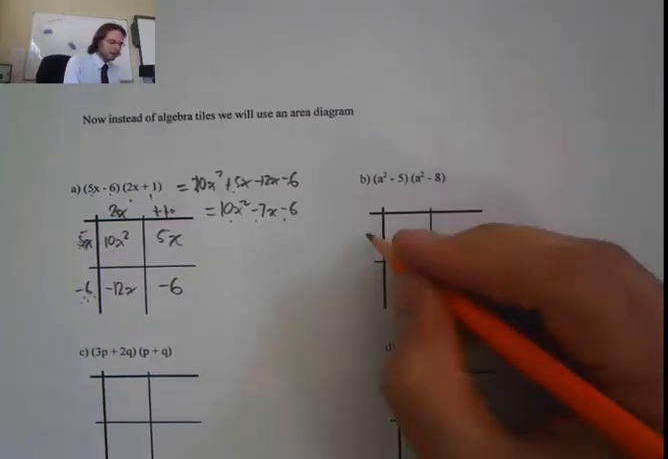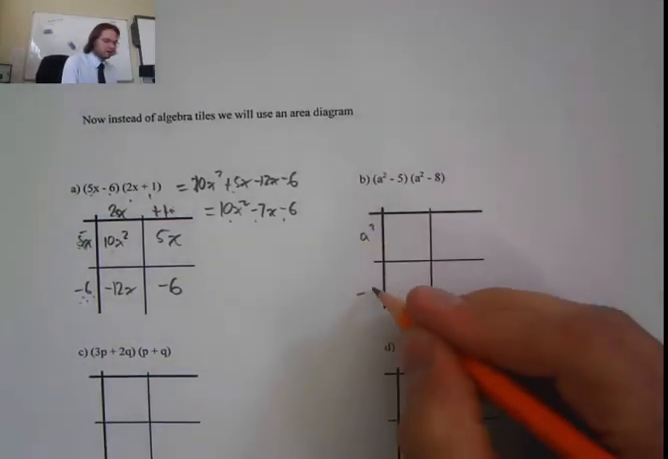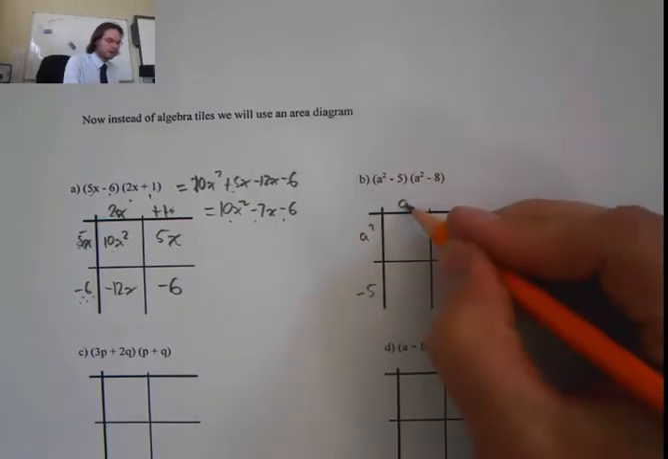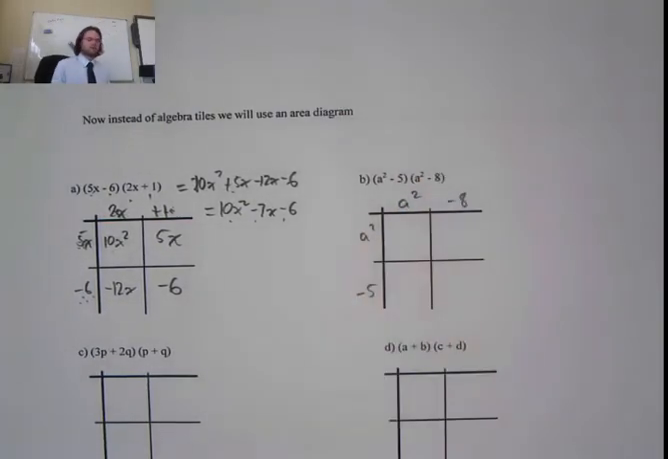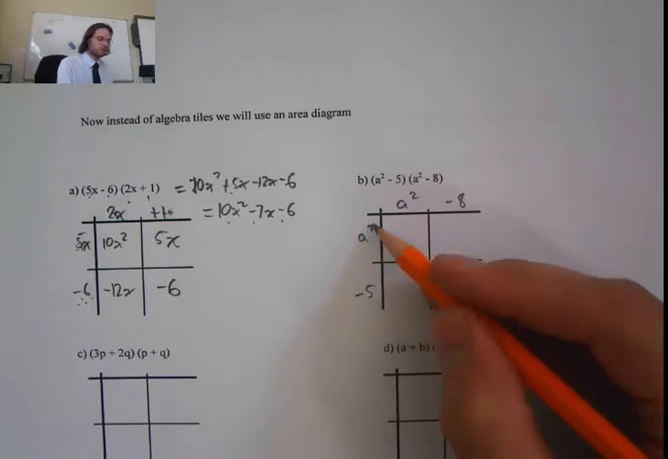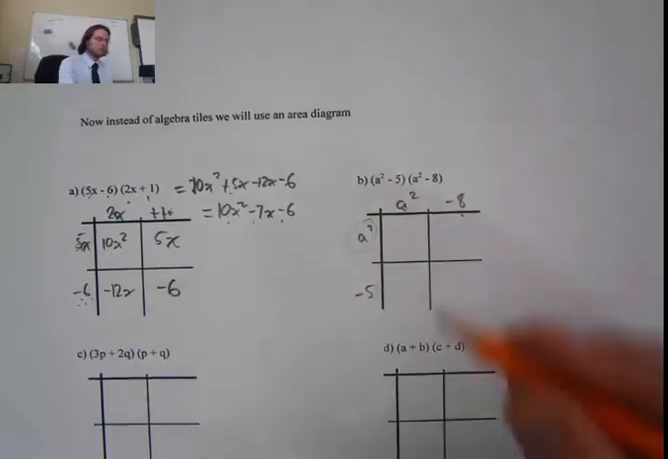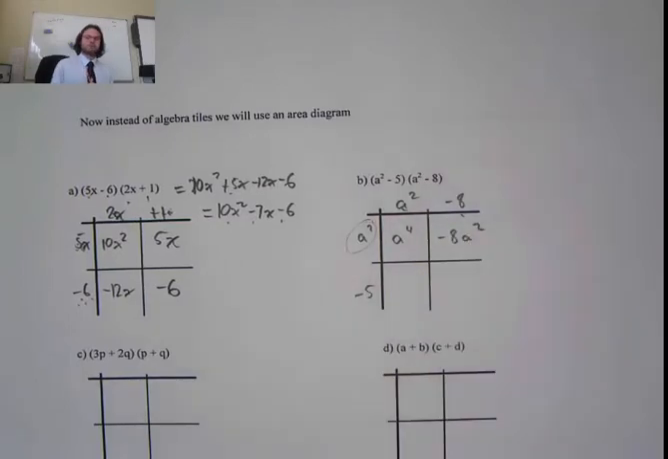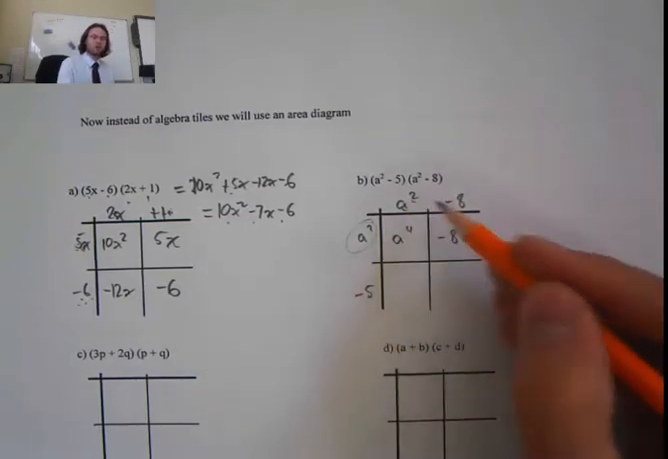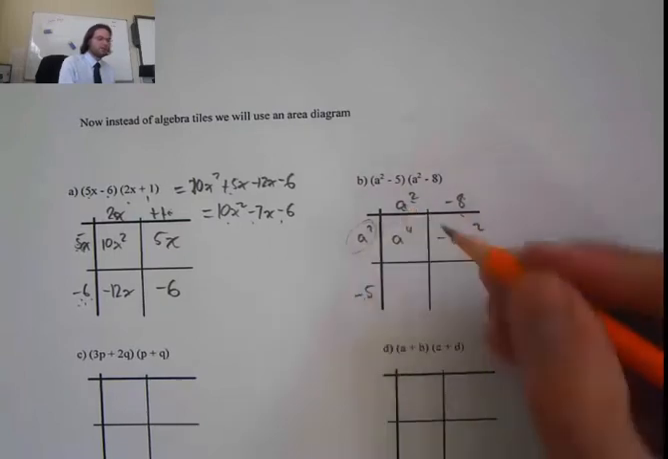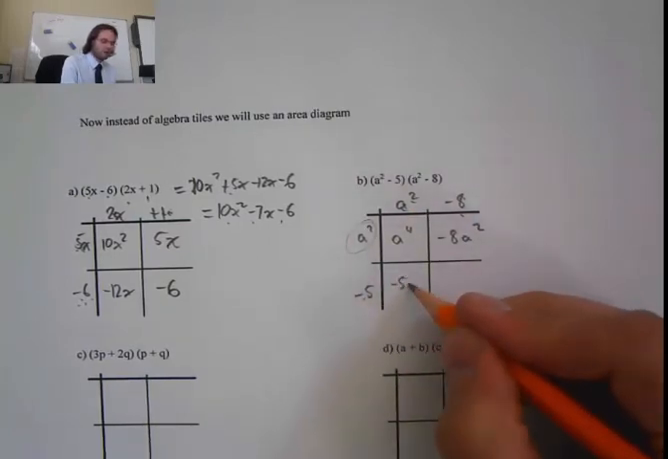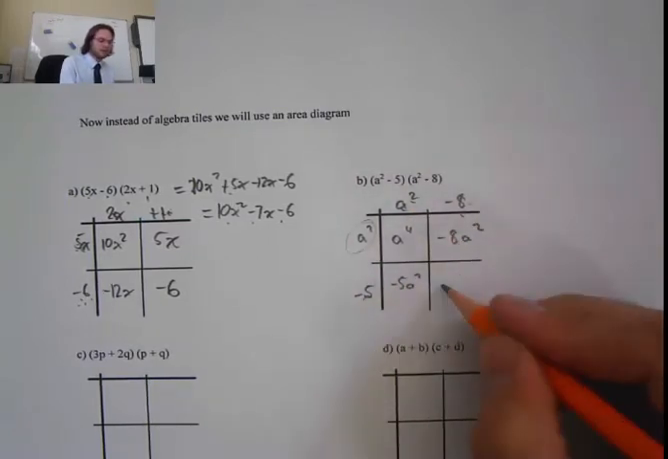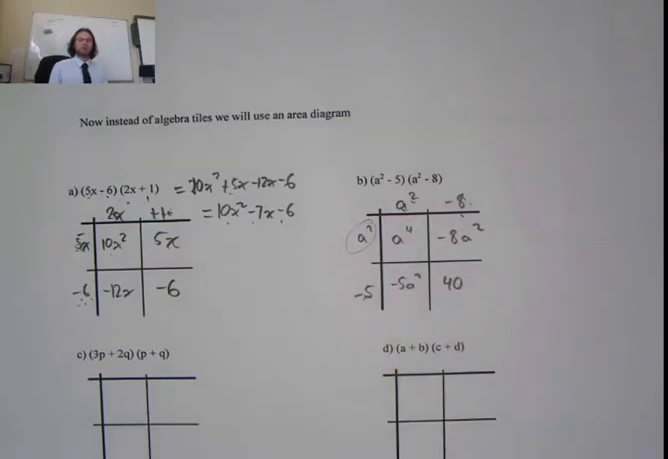I'm going to have a squared minus 5 multiplied by a squared minus 8. So first I have to go the a squared multiplied by both of these. So it's going to give me a to the 4 and negative 8a squared. Now I have to go the negative 5 multiplied by both of those. So negative 5 times a squared is negative 5a squared. Negative 5 times negative 8 is 40. And that's positive. So we add these all up now.